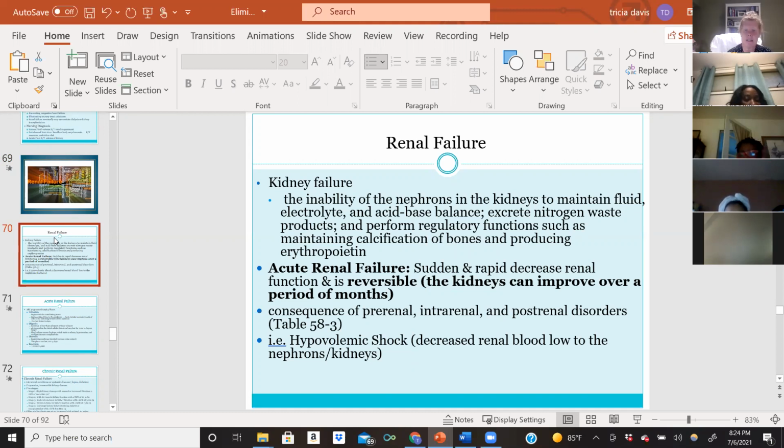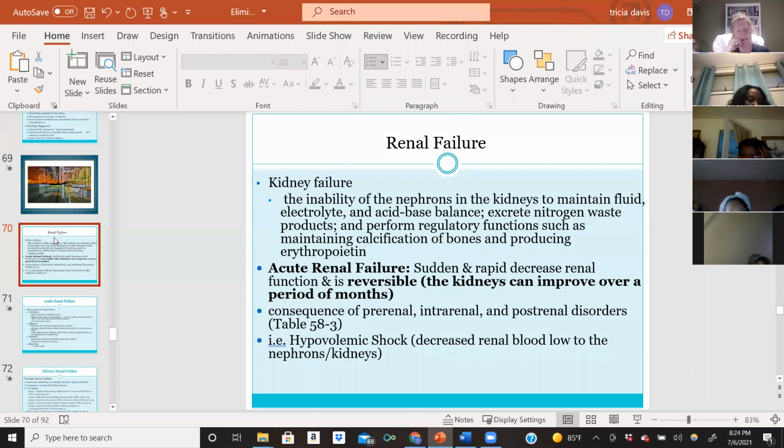Acute renal failure is very sudden. It happens very quickly, and it's a rapid decrease of renal function, and it is reversible. Acute renal failure is reversible. The kidneys can improve over a period of months. You guys need to know that. Acute renal failure sometimes is a consequence of pre-renal, intrarenal, or post-renal disorders. There's a whole bunch of them. There's a table in your book, 58.3. You can go look at that.